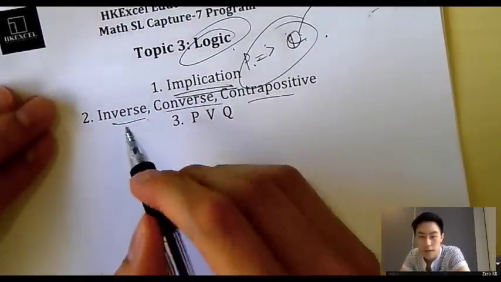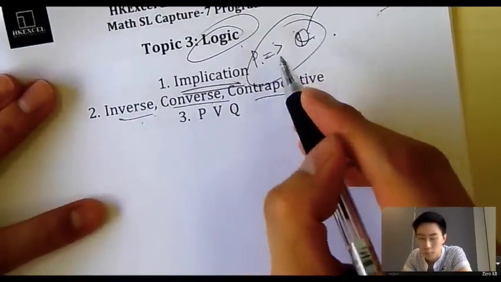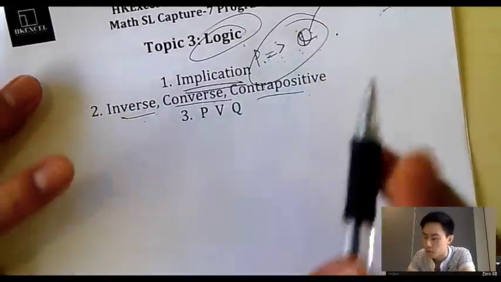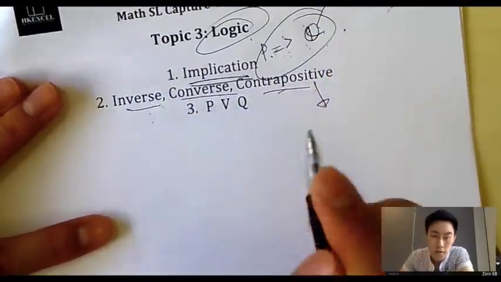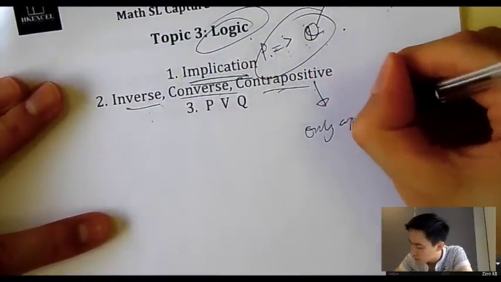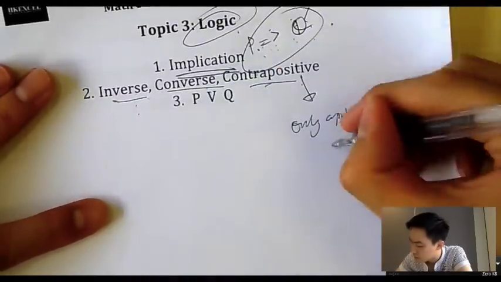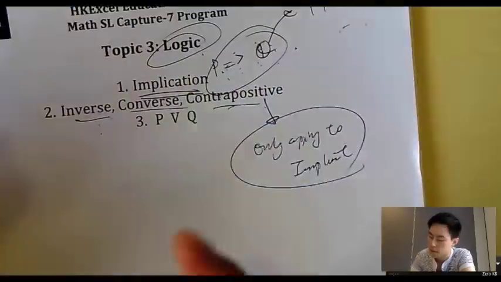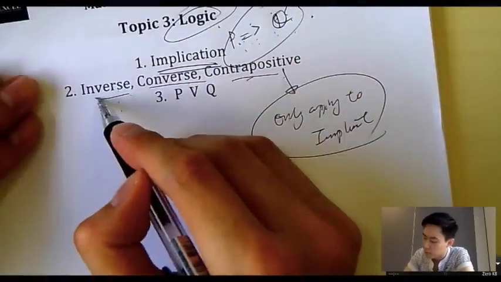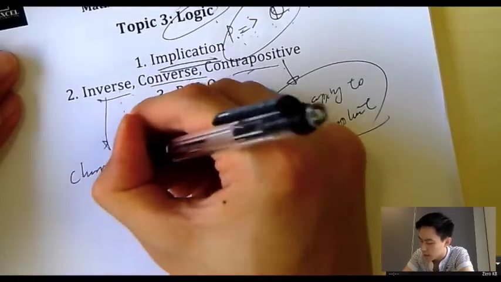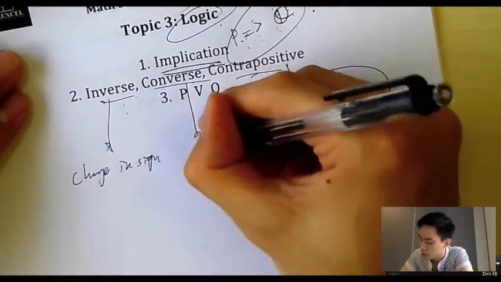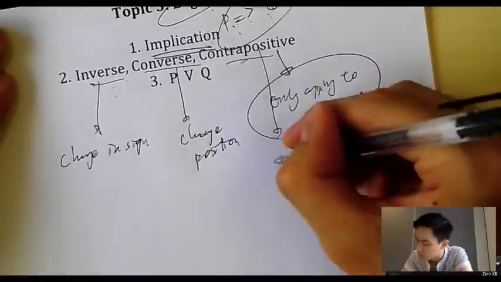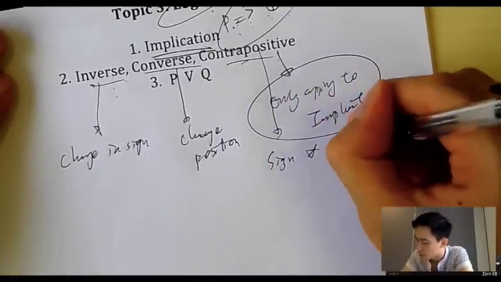You need to understand the inverse, converse, and contrapositive of the implication. Let's look at this case, P to Q. What is the inverse of this one? But remember, inverse, converse, and contrapositive only apply to the implication, P to Q, something arrow something. They cannot apply to any other things. The inverse changes the sign. The converse changes the position. And the contrapositive changes both sign and position. Write this down first, and I'll teach you one easy way to memorize.